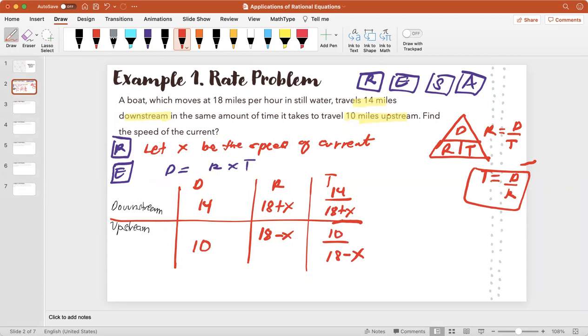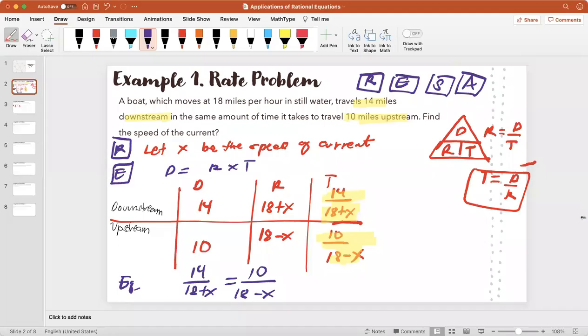What do we mean by the same amount of time? When it's the same amount of time, what's the relationship between these two times? The time downstream, which is 14 over 18 plus x, and the time upstream, which is 10 over 18 minus x, are the same time. That means they are equal. And so we can come up with this equation. What equation is that? It's 14 over 18 plus x equals 10 over 18 minus x. So that's our equation based on the problem.